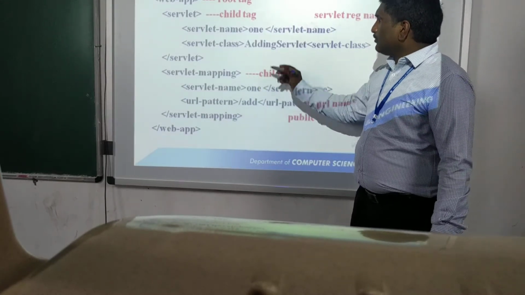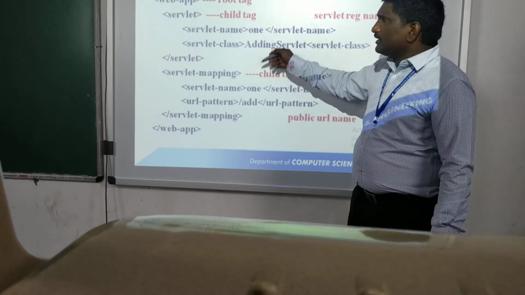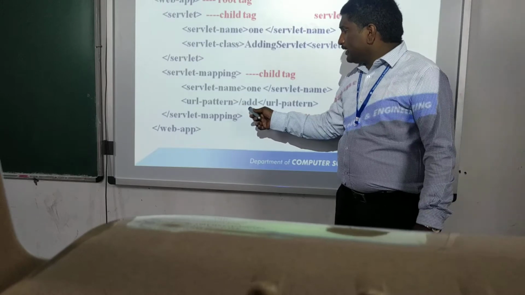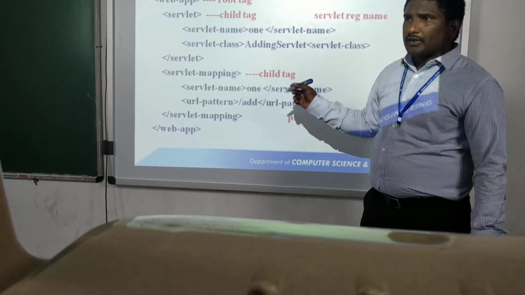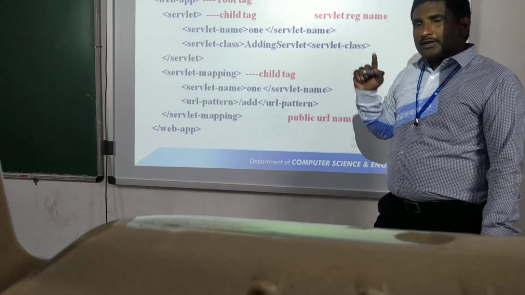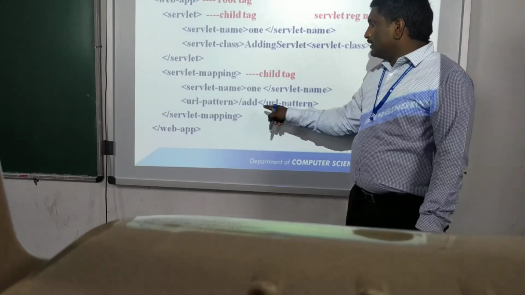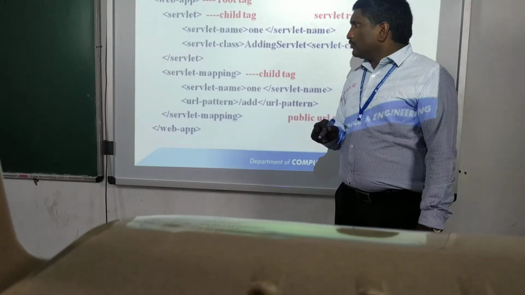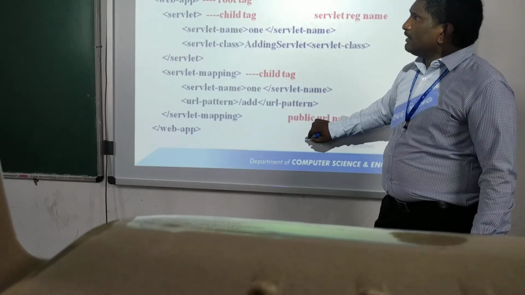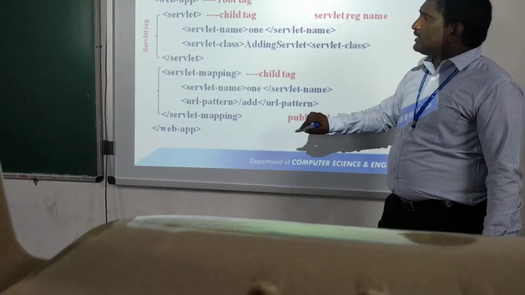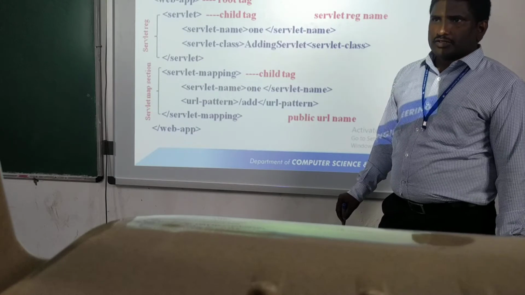Servlet name, whatever you have written here, that should be written. Here in this case I have written 1. If you want, you can write any name. And URL pattern, this you should write what you have written in the form action. There I have written add, that same thing you should write, add. So finally, the web.xml file consists of a servlet registration section as well as a servlet mapping section.